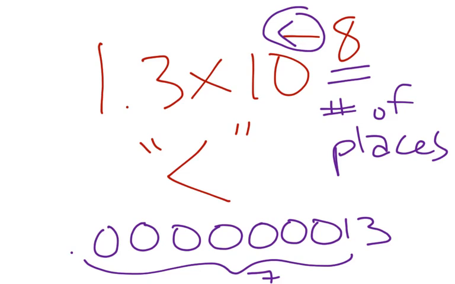Anytime you have a scientific notation number that has an exponent that's positive, the decimal number should be greater than 1. And anytime the exponent is negative, such as in this case, the decimal number should be less than 1. But using this trick with the less than sign might help you remember which direction you're going to be moving that decimal, whether it's to the left or to the right.